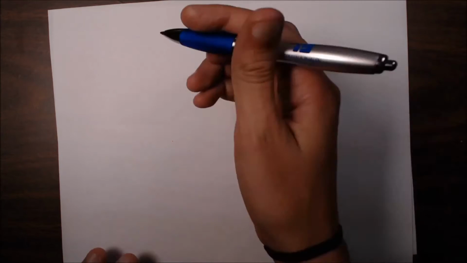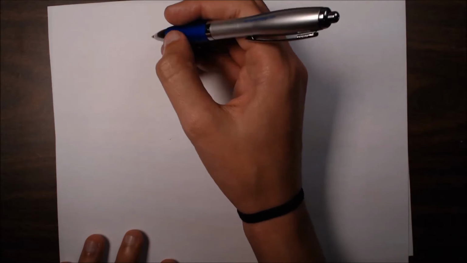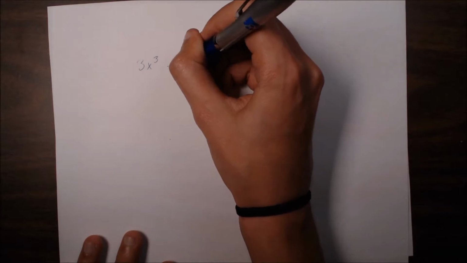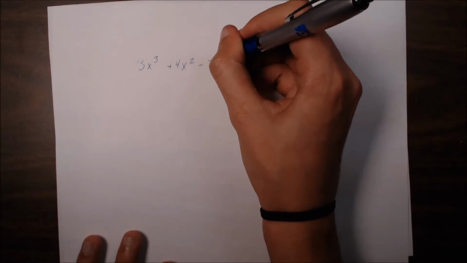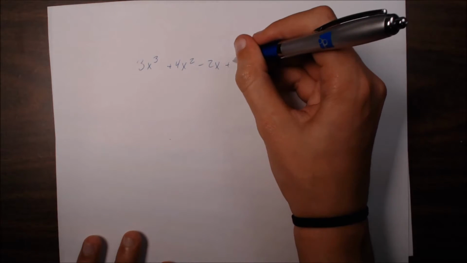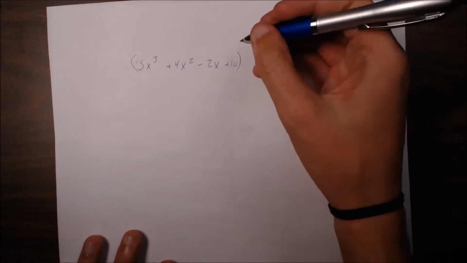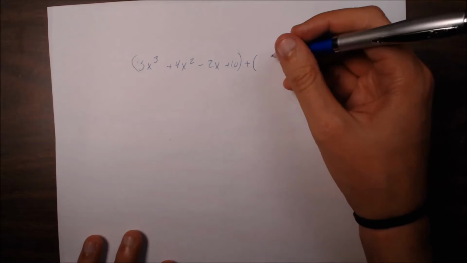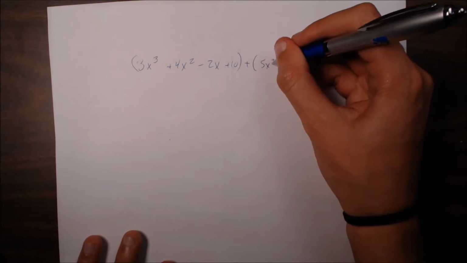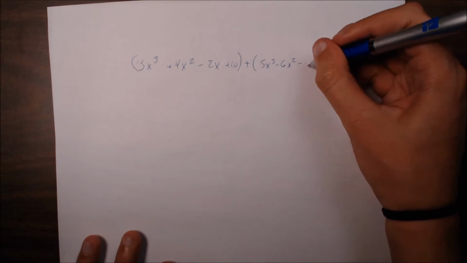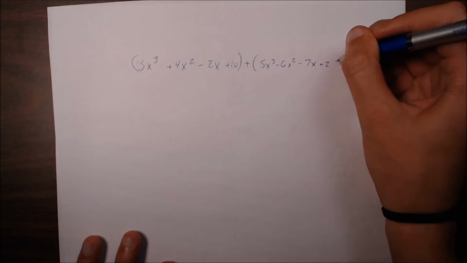Adding and subtracting polynomials is really just a fancy way of saying combining like terms. Okay, so let's just take one for example. Let's say we've got 3x to the third plus 4x squared minus 2x plus 10. And I'm going to take this polynomial and add it to another polynomial, which would be 5x to the third minus 6x squared minus 7x plus 2.